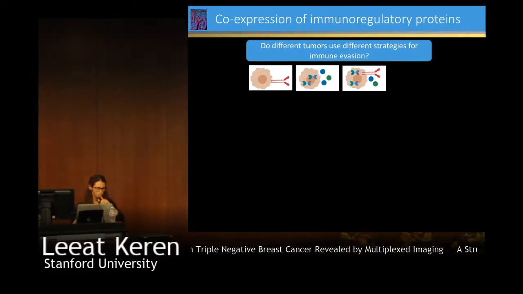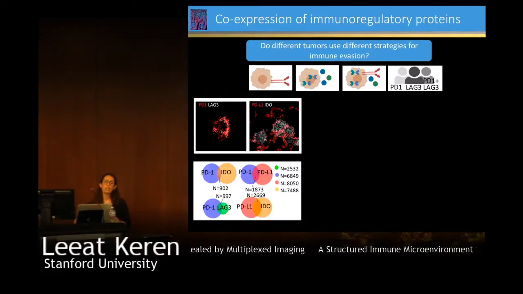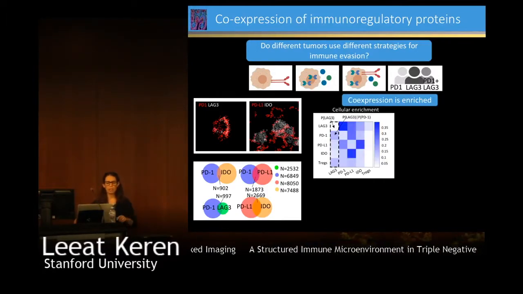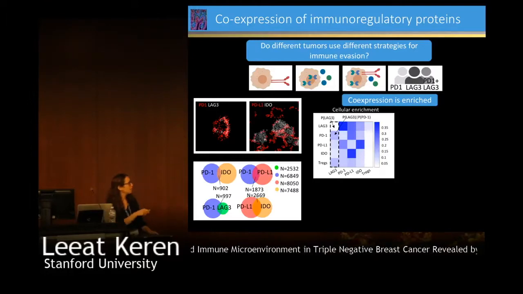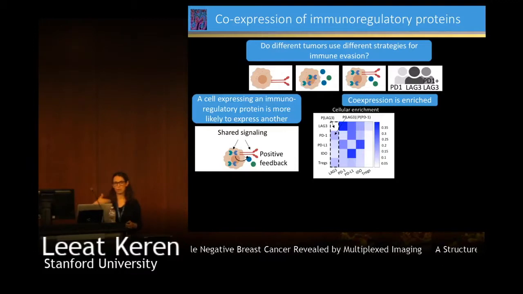And so to cut a very long story short here, the answer is that yes, we definitely see a lot of co-expression, as you can see here, both in the images and in these Venn diagrams. This co-expression is enriched on a cellular level, and that means that a cell that is expressing an immunoregulatory protein is more likely to express another immunoregulatory protein. And this can indicate either that these two proteins have shared signaling, which are controlling expression of both of them, or maybe some kind of positive feedback loop, that once a cell becomes immunosuppressive, it kind of turns on that phenotype, and that phenotype is reinforced by various pathways.